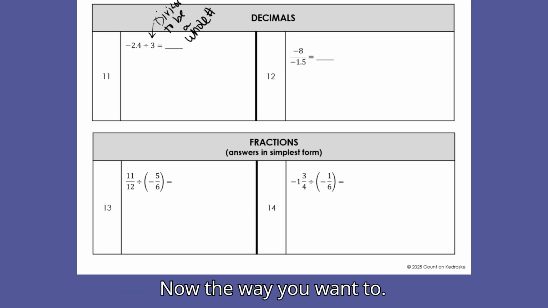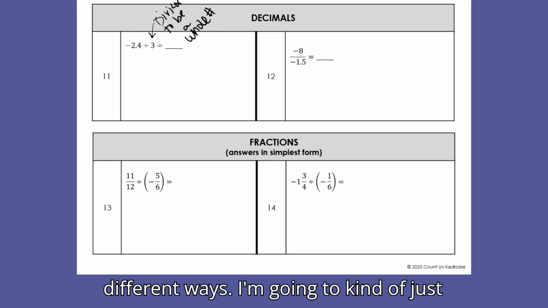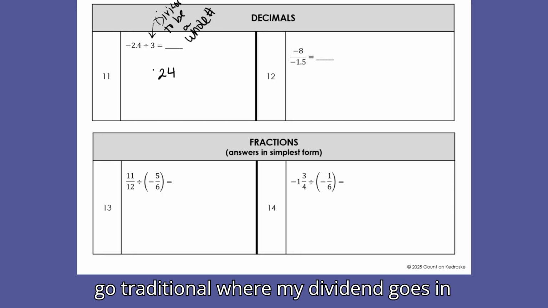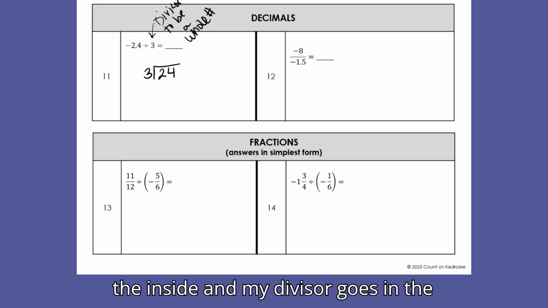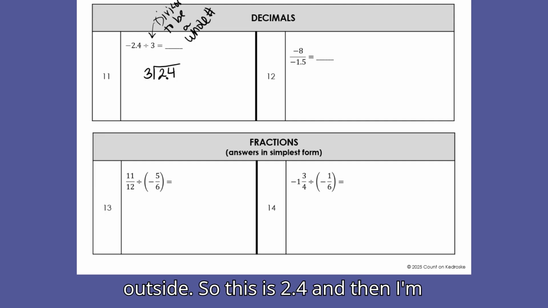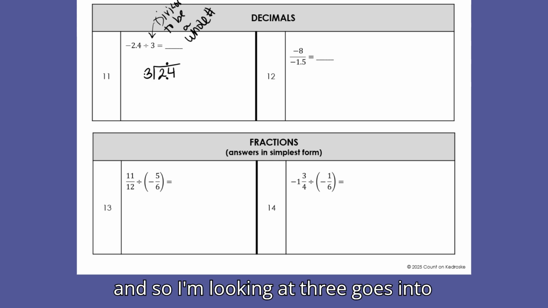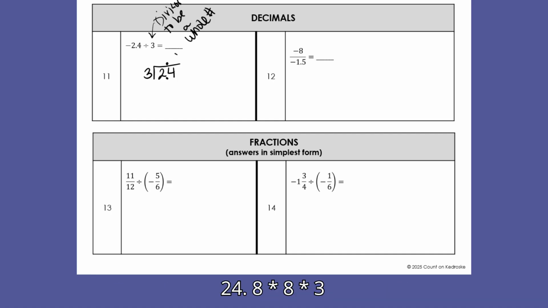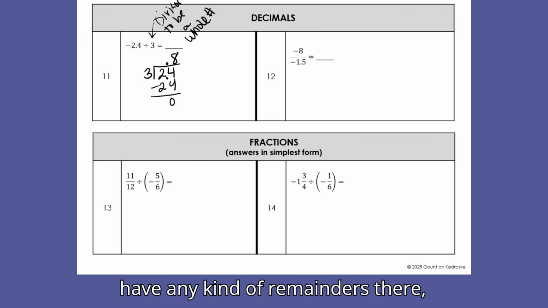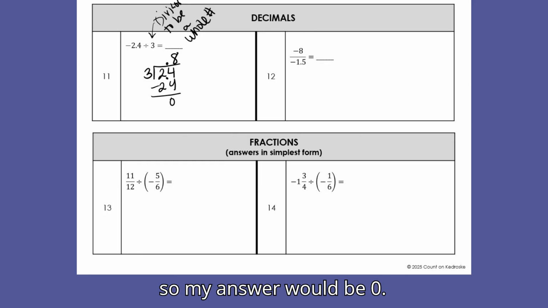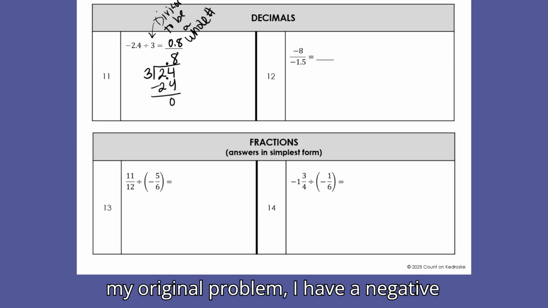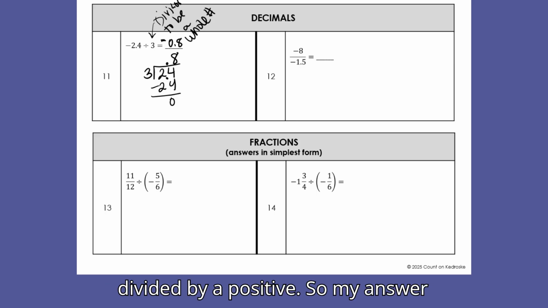Now, there are a lot of different ways to divide this. I'm going to go traditional, where my dividend goes on the inside and my divisor goes on the outside. So this is 2.4, and then I'm going to follow my decimals straight up. So I'm looking at 3 goes into 24 8 times. 8 times 3 would be 24, and I wouldn't have any remainders there. So my answer would be 0.8 or 8/10. But if I look back at my original problem, I have a negative divided by a positive, so my answer should actually be -0.8.